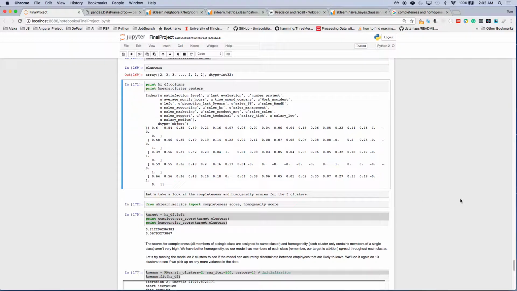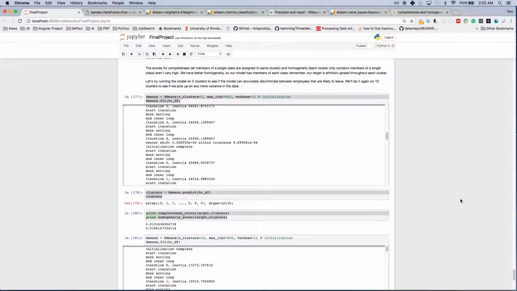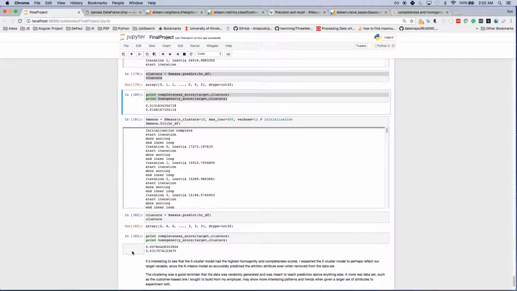And I thought I might see that at 2 clusters. Maybe that would isolate that attrition variable, and that did not. It got even worse for clustering, 1%, and even worse for 10 clusters.